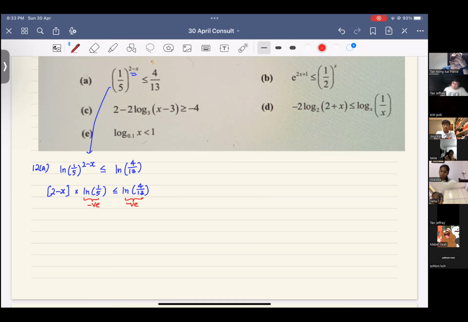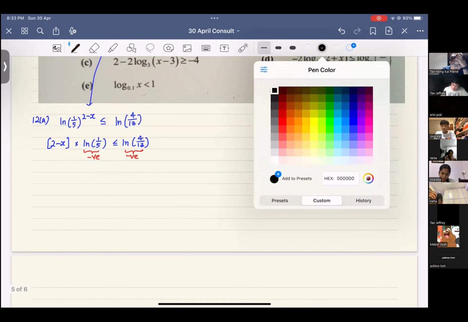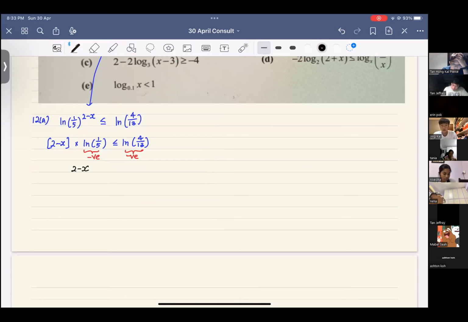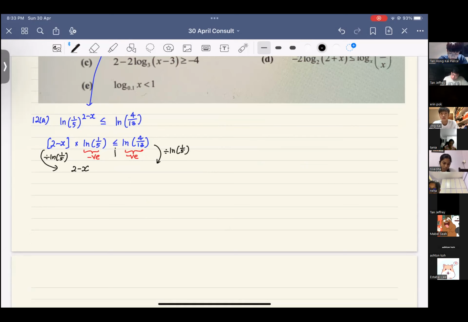So that means when I divide both sides by ln 1/5, which is a negative number, you will notice that the inequality sign will switch. So this will be ln 4/13 divided by ln 1/5.